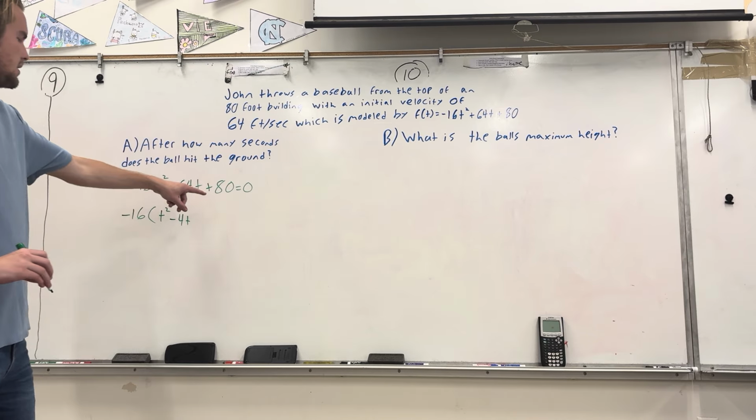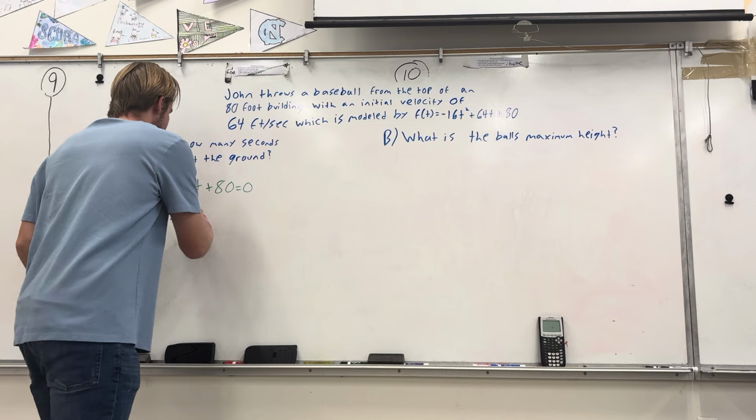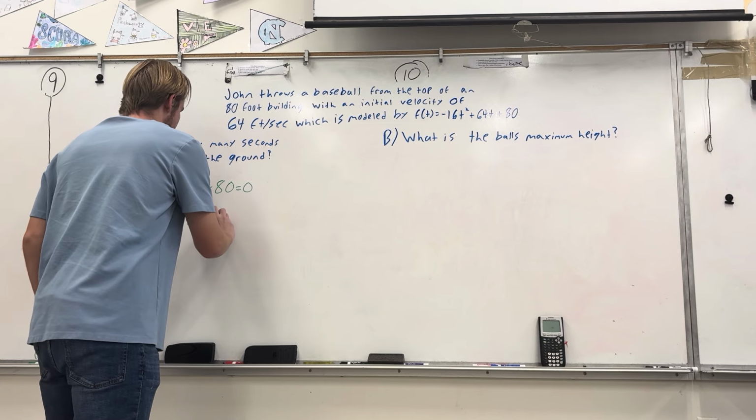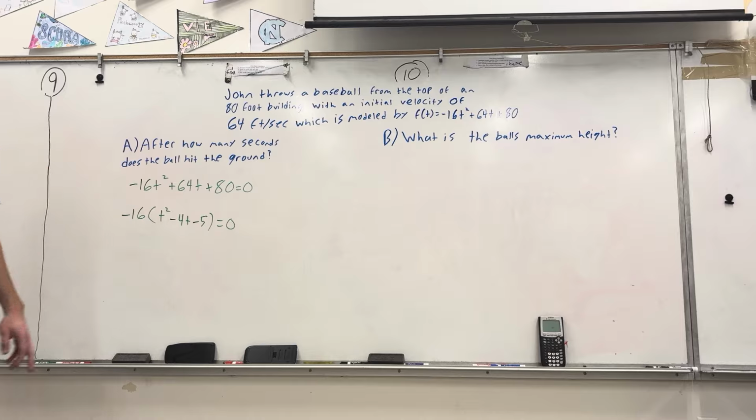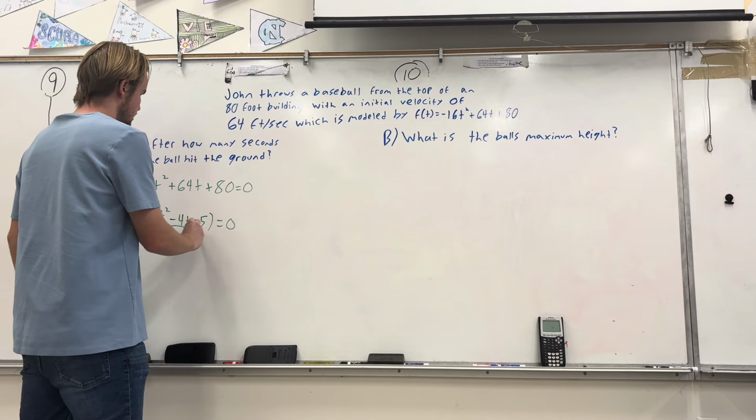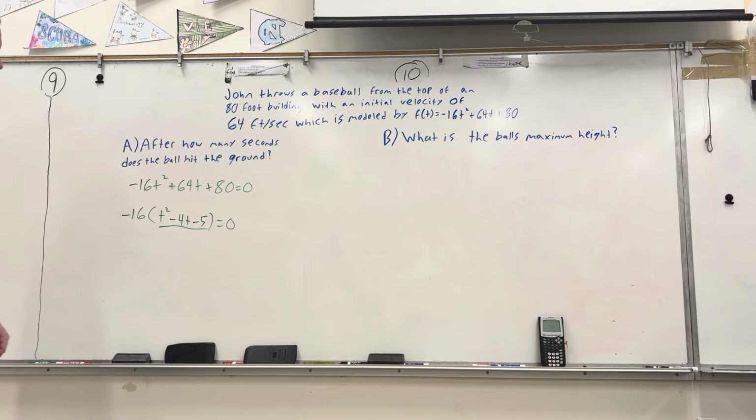And then 80 divided by negative 16, that's just negative 5. And this all still equals 0. So now we have a much easier equation to factor. This one we can factor very easily. So let's go off to the side.